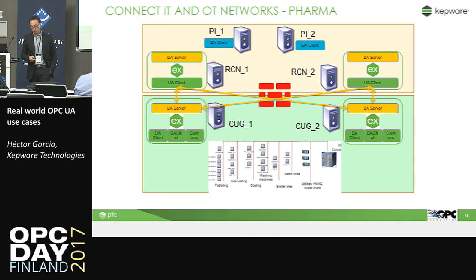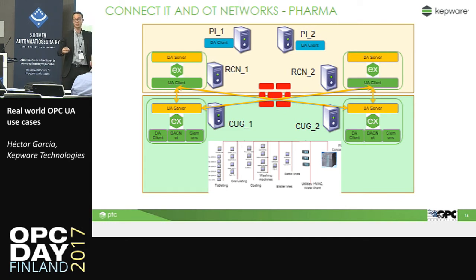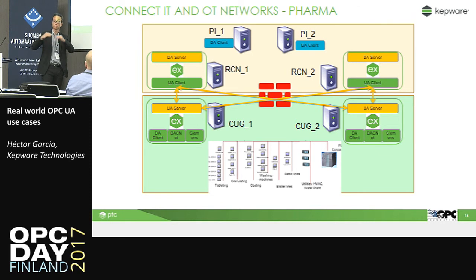I wanted to bring this one because sometimes when people want to convert from one protocol to UA, they think that, okay, we have to send information to the other part of the world through a wide area network. Sometimes it's just to be able to communicate two different networks that reside locally in the same plant floor, but they are separated by firewalls.